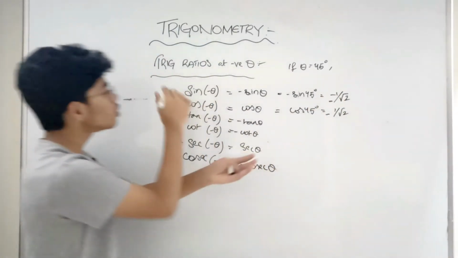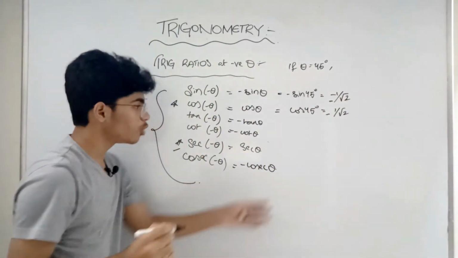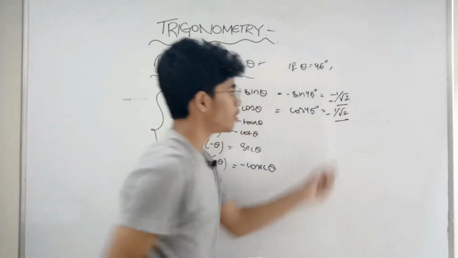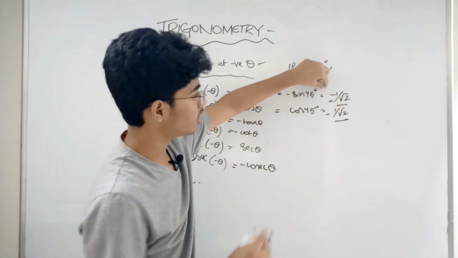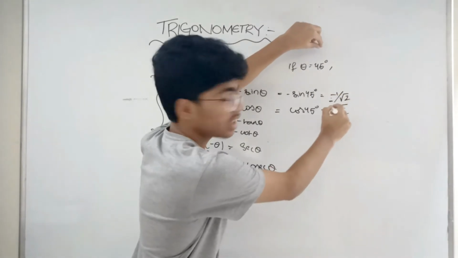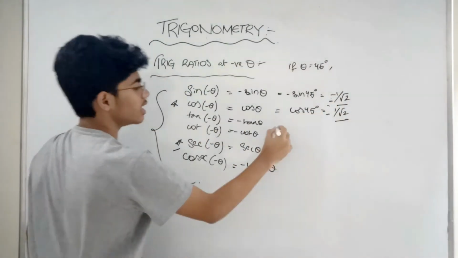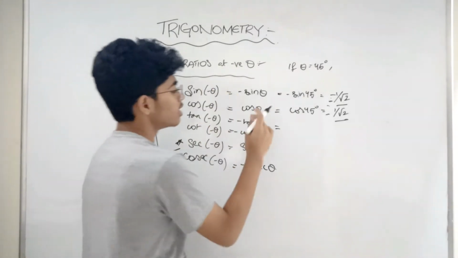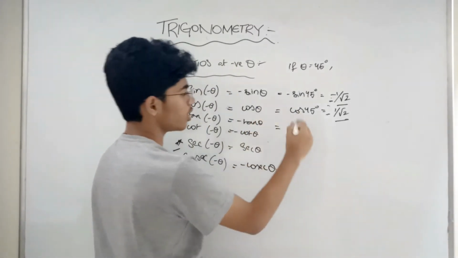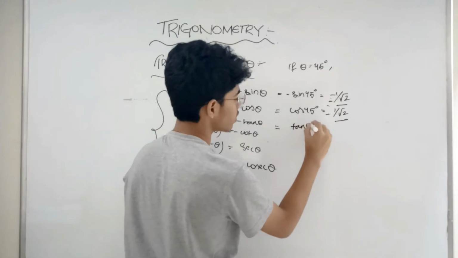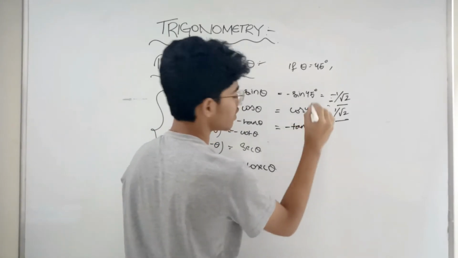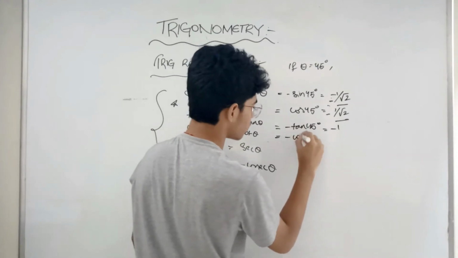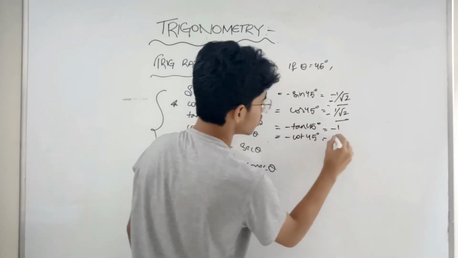If you don't know this topic properly, you might get the numerical term correct, but the sign changes. Here there is negative, but here there is no negative. The same applies for tan, cot, secant, cosecant. Now this negative tan theta: what is tan 45? Tan 45 is 1, so negative tan 45 is negative 1. Negative cot 45 is also minus 1.